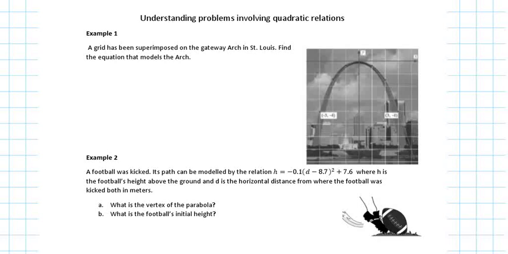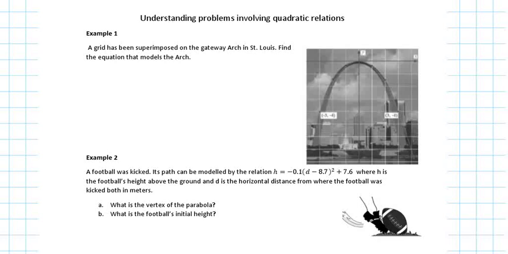Learn, we're going to have to apply it to our daily life questions. So we are going to look at these examples. A grid has been superimposed on the Gateway Arc in St. Louis. Find the equation that models the arc. So here's your question. Here's your picture.